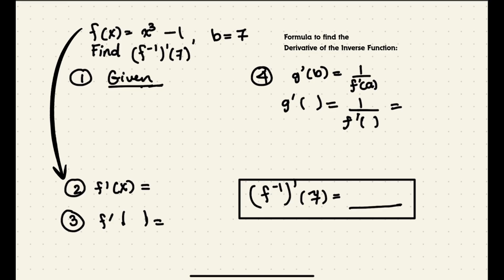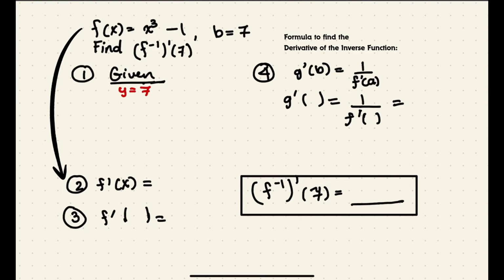And we need to find the derivative of the inverse of 7. So what we know is y is equal to 7. So let's find the x value by setting the equation equal to 7. Now, solve for x, which gives us x is equal to 2.